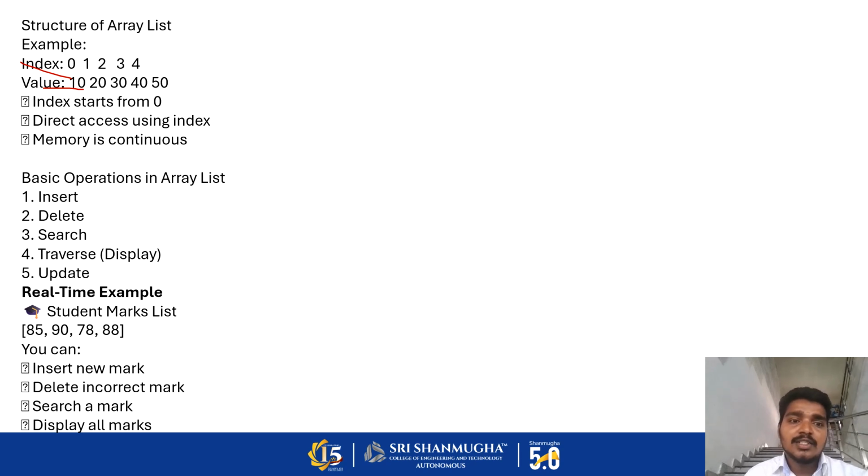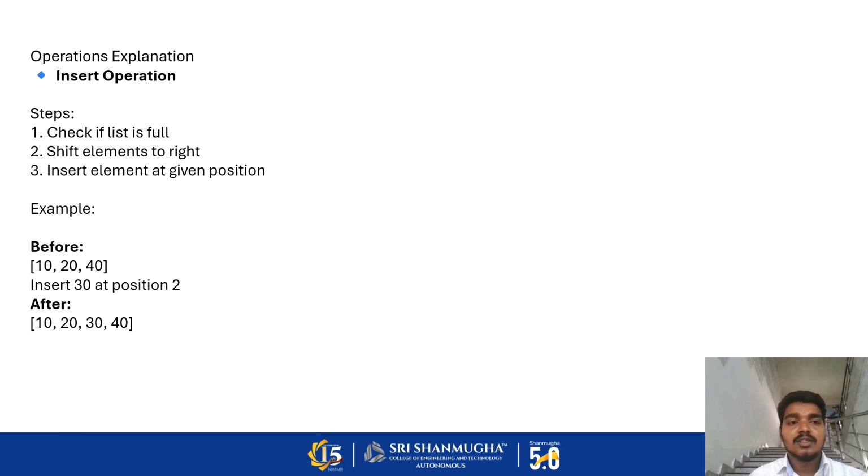So what are the basic operations of an array list? You can insert, delete, search, display, update. So what's a real-time example? A stored marks list, for example 85, 90, 78, 88. You can insert a new mark, delete an incorrect mark, search a mark, and display all the marks. So let's verify the operations one by one.